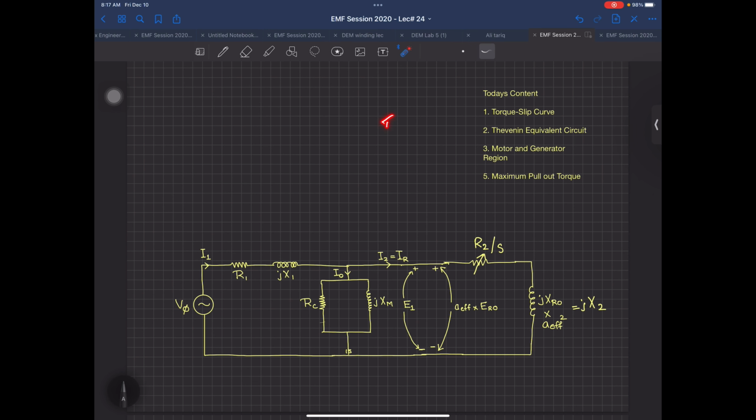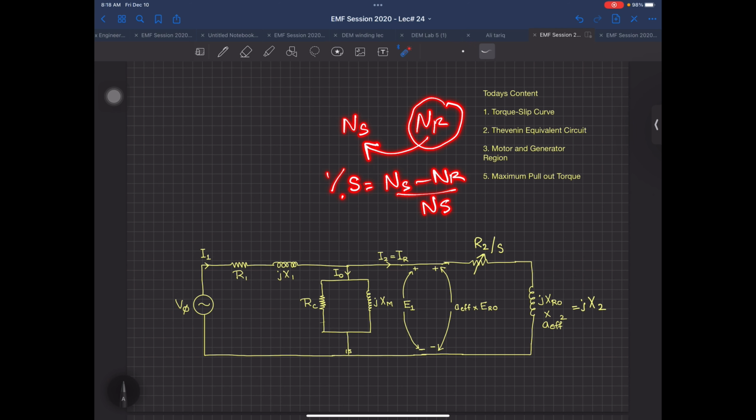Since we are talking about an induction machine, we know there is an NS and NR, and this means that the rotor is trying to catch up with the stator magnetic field. So there is a slip in relation to these two, and that formula is NS minus NR divided by NS. If you want percentage slip, you multiply it by 100. So induction machine curves are always given as torque slip curves because the rotor is trying to catch up with the stator magnetic field.